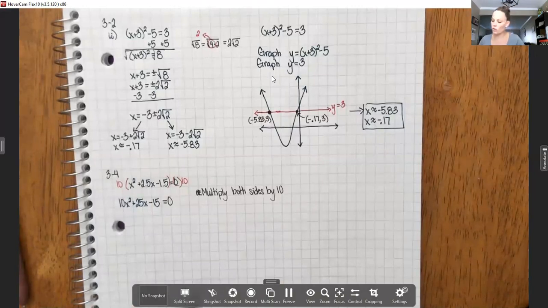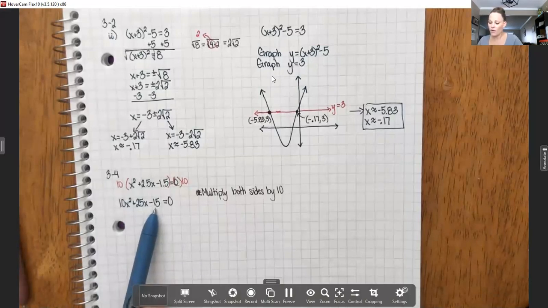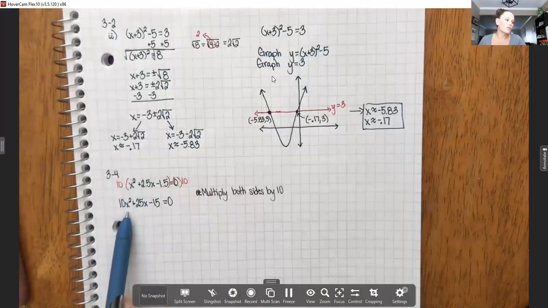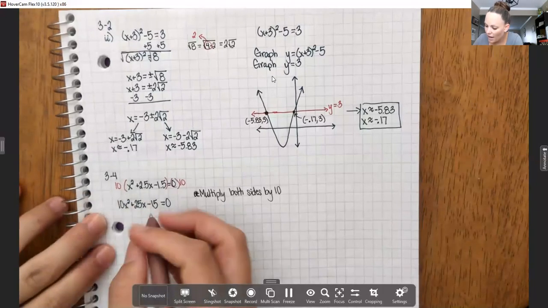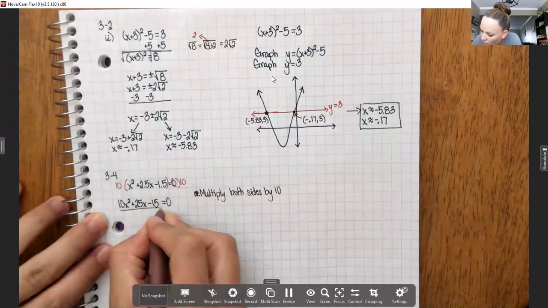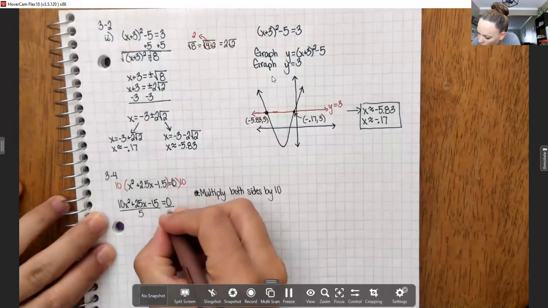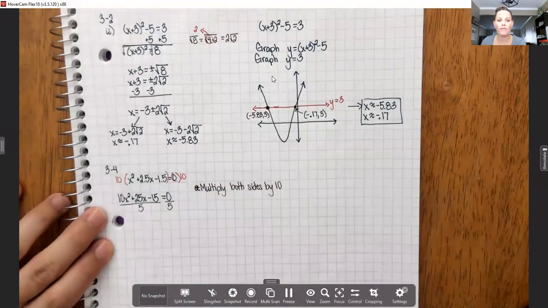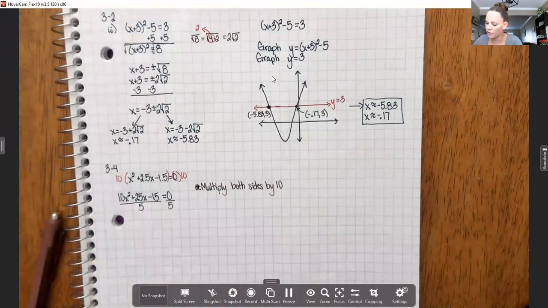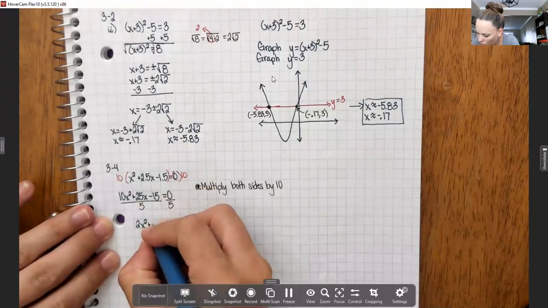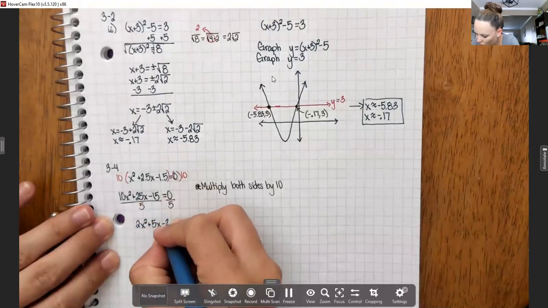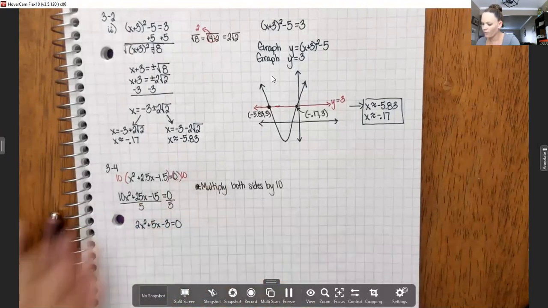Okay, so I can see that this is all divisible by 5. So we can factor out the 5 or divide by 5 to get smaller numbers. If I divide everything by 5 to solve this, and you don't have to divide by 5 first, again, it's just going to give you smaller numbers, we're going to get 2x squared plus 5x minus 3 equals 0.